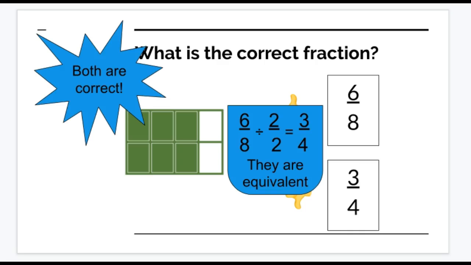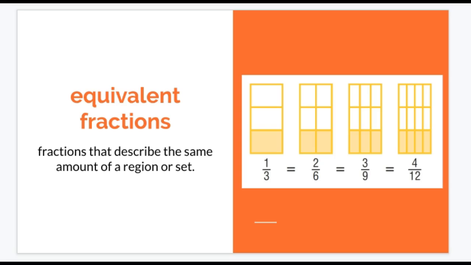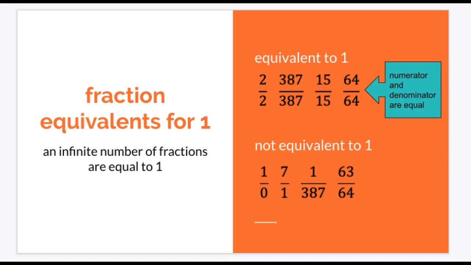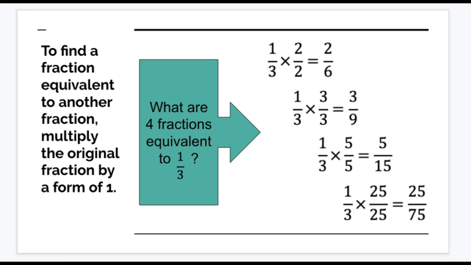I want to go to this slide because I don't have the animations here, but this basically says what is the correct fraction. Okay, so if we're looking at this and we want to know the correct fraction, it has the answer choice 6/8 and 3/4. Well, it says both are correct. These are what you call equivalent fractions. They're basically fractions that are equal to each other. So this next part talks about equivalent fractions and how do we find equivalent fractions.